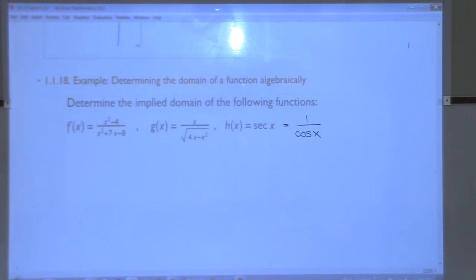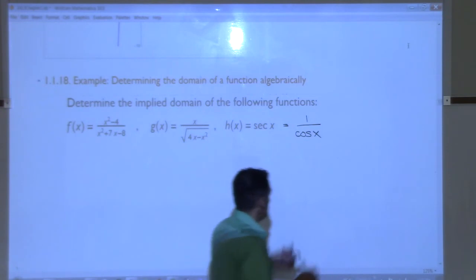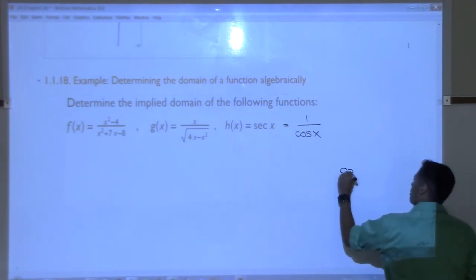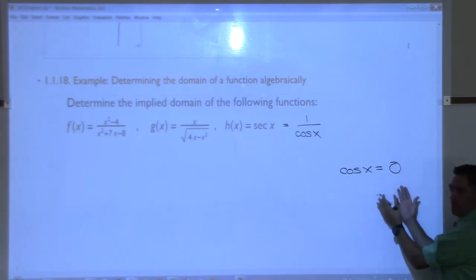We don't want it to be 0. We don't want that bottom to be 0, right? So we don't want cosine of x to be 0. So let's look at when it is 0. Our question is, when does this happen? Because whenever this happens, we have a problem.